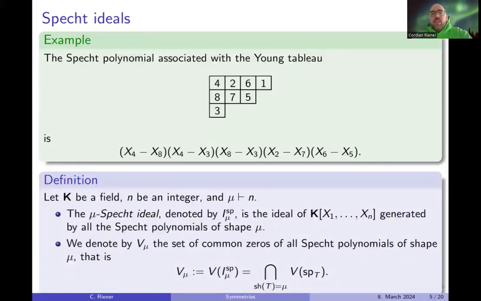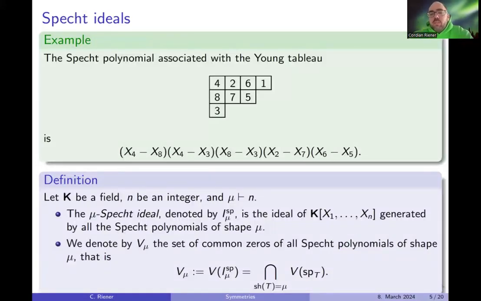We have this ideal, we have this polynomial, and I look at this one polynomial, and then I have the group S8 acting on it. I take all the permutations of these eight variables, and I look at the ideal that is generated by these polynomials. So this is an ideal corresponding to a Specht polynomial, or to the family of Specht polynomials. So we call it the Specht ideal associated with the partition mu.